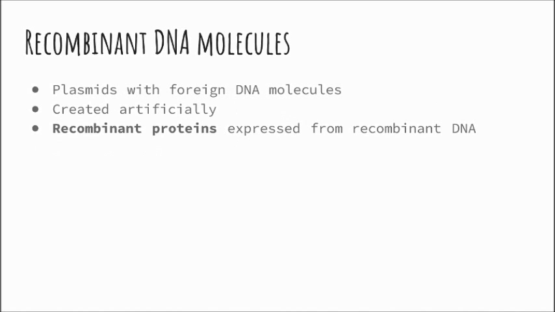So we're putting foreign DNA, fragment of the human genome, into one of these plasmids. Once those plasmids have that foreign DNA, they're called recombinant DNA molecules. These are created artificially, they're not found in nature, and they can express recombinant proteins as well.